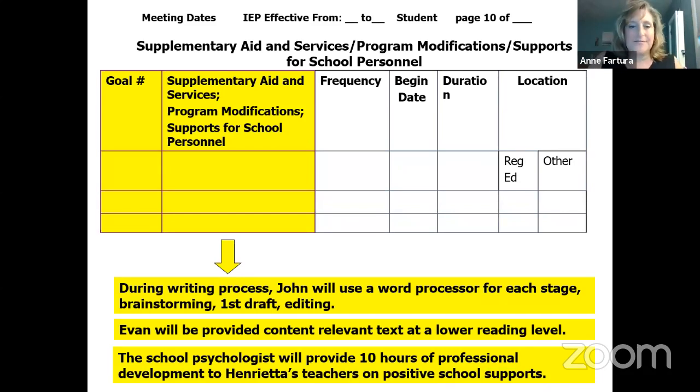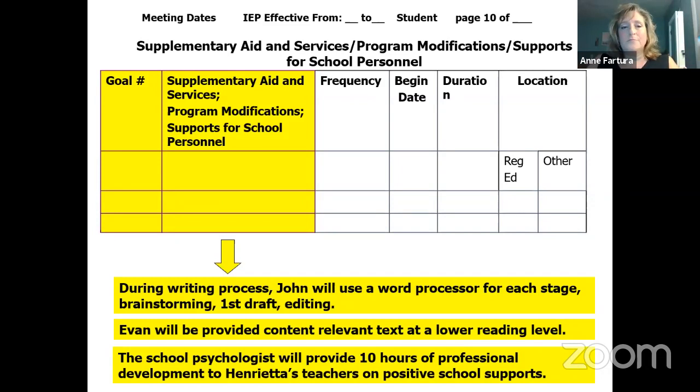Supplementary aids and services, program modifications, and supports for school personnel. Quickly, these are the things that are designed to assist a student in achieving his or her goals. Supplementary aids and services are those things such as accommodations. What are the things that even the playing field and give that student the same access to his education as his non-disabled peer? During the writing process here, we see that John's going to use a word processor. It doesn't give him an unfair advantage. It really just, like I said, evens the playing field.